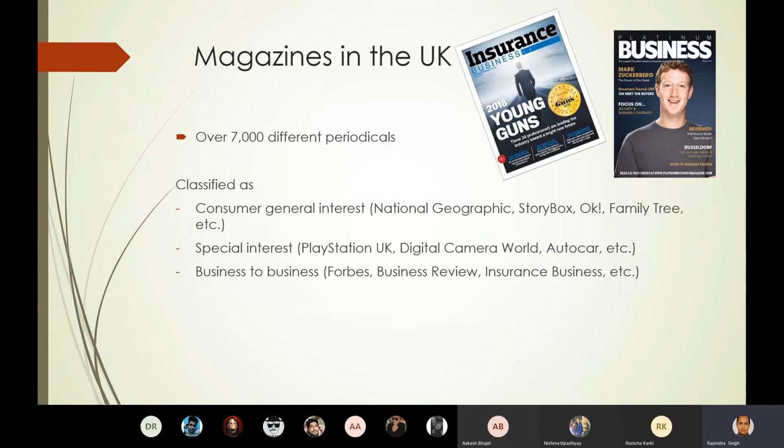The other type of magazines would be the special interest magazines. These are magazines dedicated to a specific group of people. For example, for gamers who play PlayStations, there's a magazine for them, PlayStation UK. If you happen to be interested in gardening, there's a magazine for you. If you are interested in vehicles and cars, Auto Car may be for you. I think the BBC also publishes their own regular magazines, apart from their TV and radio.